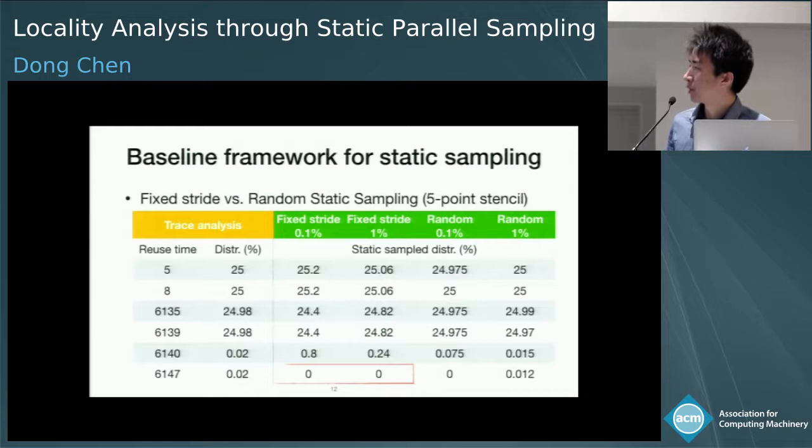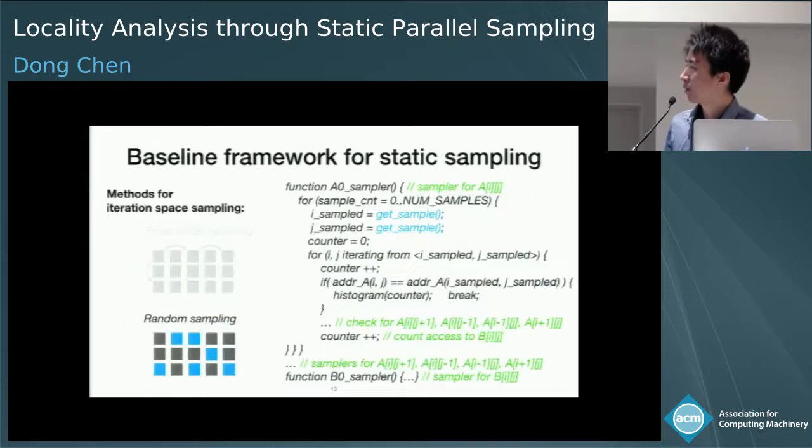You may notice that even when we increase the number of samples for fixed stride sampling, they still miss the last reuse time, because this reuse time can only be generated by the iterations from the last column of this 2-dimensional iteration space. So even if we shorten the stride, as long as the samples do not fall into the last column, we cannot get it. So by default, we use random sampling.